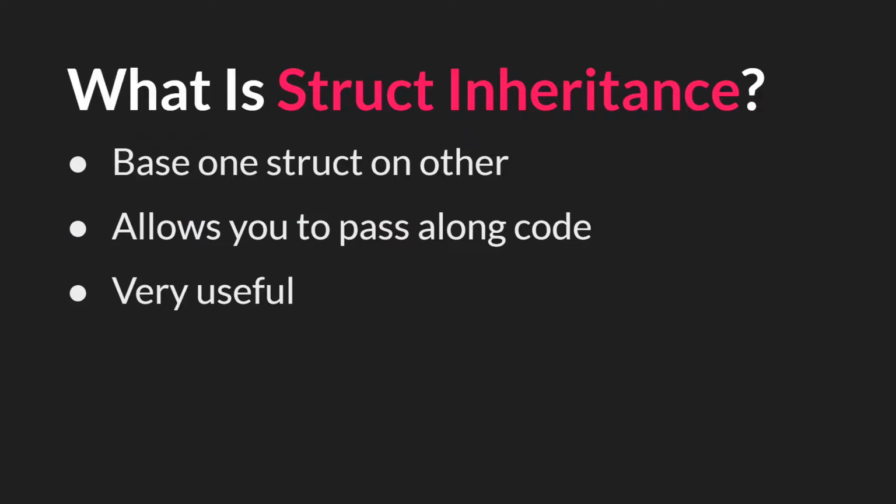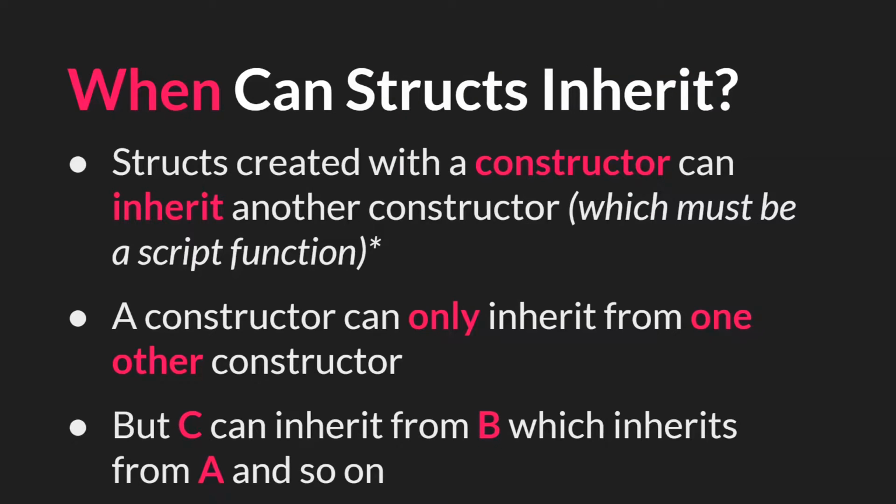Now, inheritance is actually another way that structs are very similar to objects in GameMaker. One struct can inherit from another. What this means is that the struct that inherits, the child struct, will basically get all of the code inside of the parent struct. So when can structs inherit?